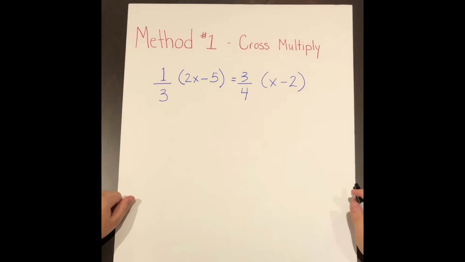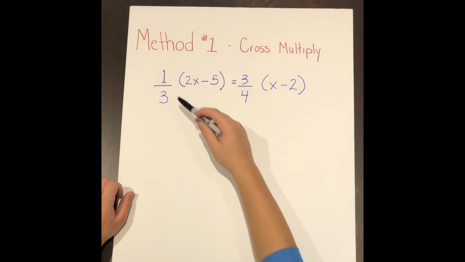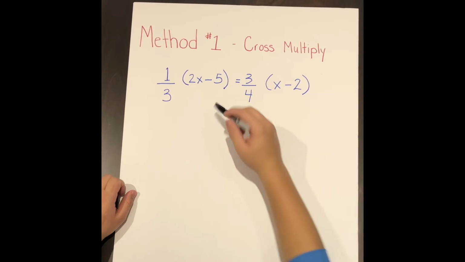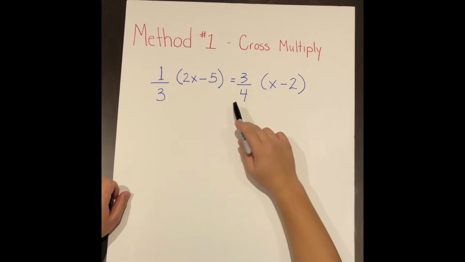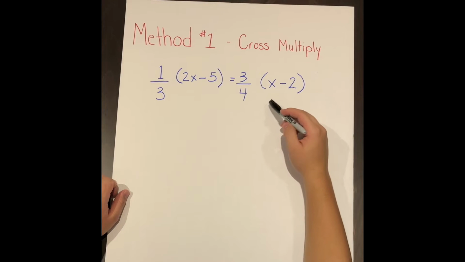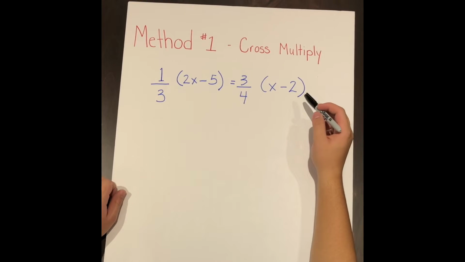Hello everyone, today I'm going to be showing you how to solve this question: 1/3(2x - 5) = 3/4(x - 2).